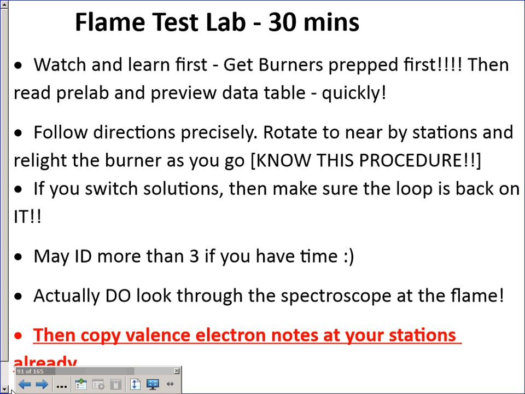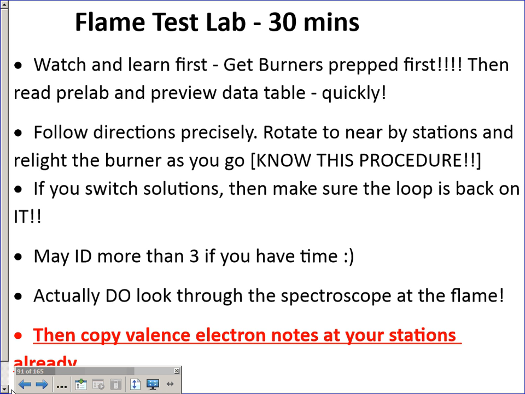I have cleaned all of these loops that you'll be using. Don't contaminate them for my next class. It takes a long time to make sure they're clean, because if not, you have contamination and you can't tell what the color is supposed to be. So just be careful. I want you to try to identify 3 unknowns. I have like 12. If you want to identify more just because you're having fun, I'm cool with that.